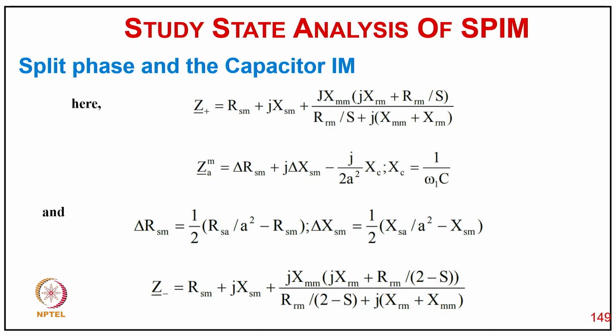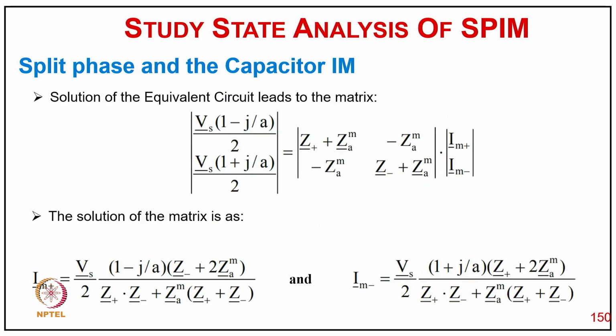And delta Xm equal to half Xa upon a squared minus Xm, and Z equal to Rsm plus jXm plus the parallel component jXm in bracket (Rrm plus Rrm by 2 minus S) divided by (Rrm by 2 minus S plus j(Xrm plus Xm)), and you can find out from equivalence that it leads to V upon minus jX j by a by 2 and Vs into 1 plus j by a, in matrix form Z plus Zm, minus Zm, minus Zm, and Z minus plus Zm as a multiplication.